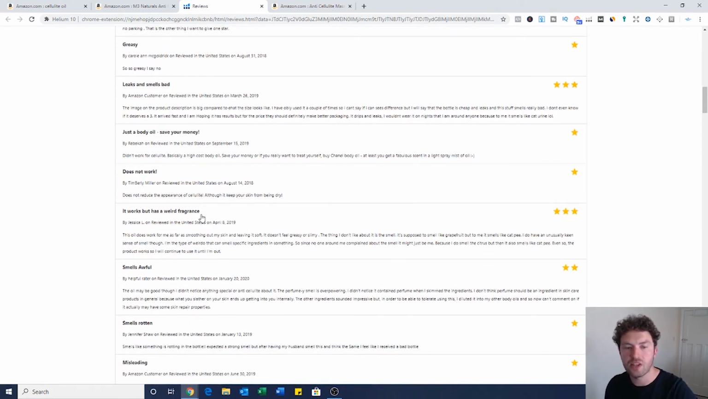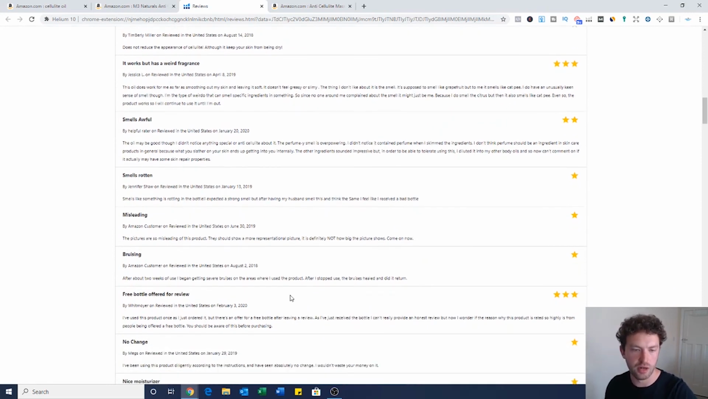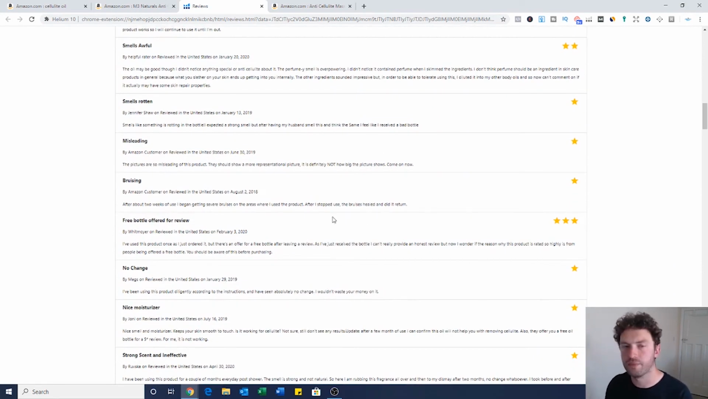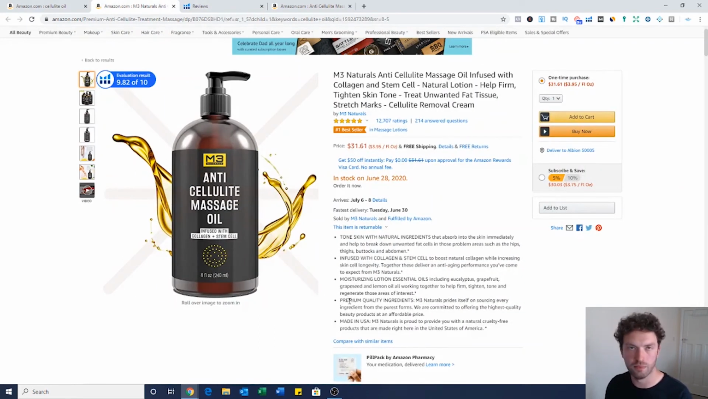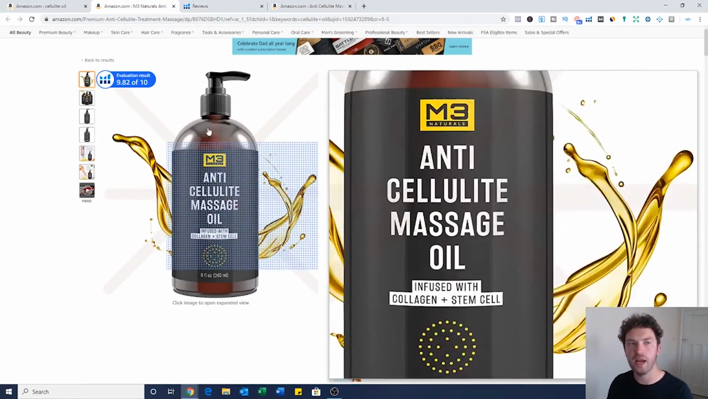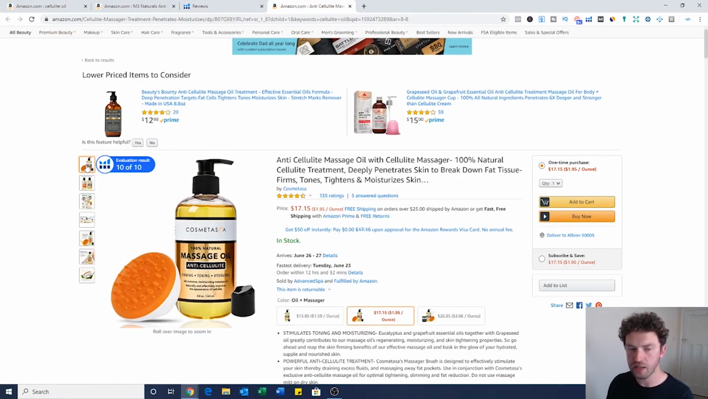It works, but it has a weird fragrance. Smells awful. Smells rotten. We've got our pain point. This product is doing incredibly well, but it smells terrible. What are we going to do? We, like this person, are going to put together a product offering with a nice mitt, maybe some toner, and we're going to make it smell really nice.